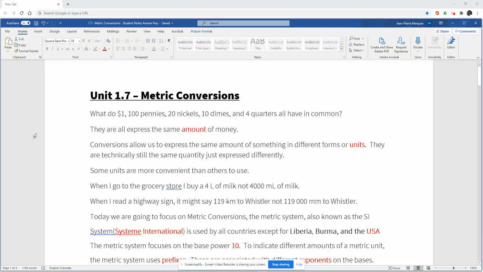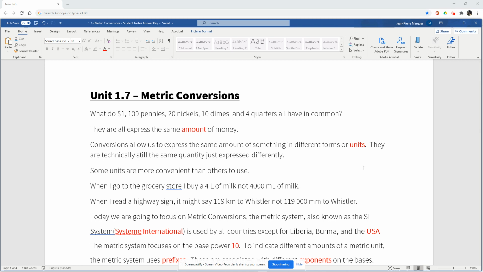You don't necessarily need a calculator, but you will want to have your data booklet open to the second page on metric units and conversions. Okay, so we're going to be talking about metric conversions today.